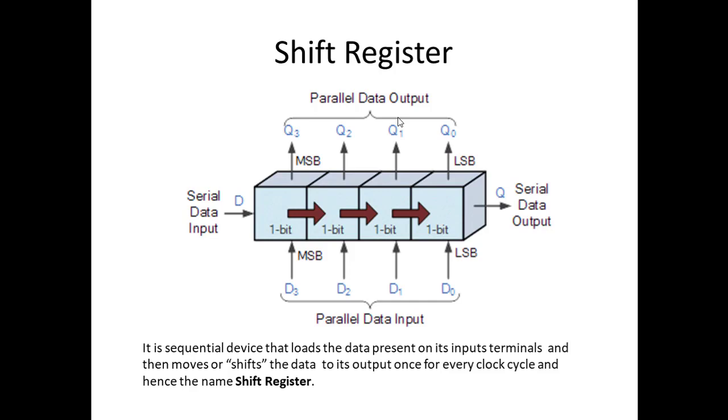Next one is parallel input and serial output. Parallel data input and serial output is nothing but, here you are going to give the input, namely your D0, D1, D2, D3. That happens at the first clock pulse itself. In the first clock pulse itself, you will be giving the data.